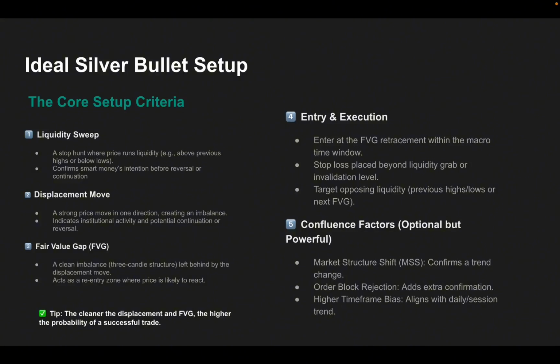And then going on to number 5, these are optional but are more powerful. Me personally, every single trade that I take, I always want to see a market structure shift. I don't know why I haven't included it in one of these ones. I don't know why it says it's optional. It's a must-have, guys. You need to have a market structure shift. Order block rejection, that's just optional, so it just confirms an extra entry point.